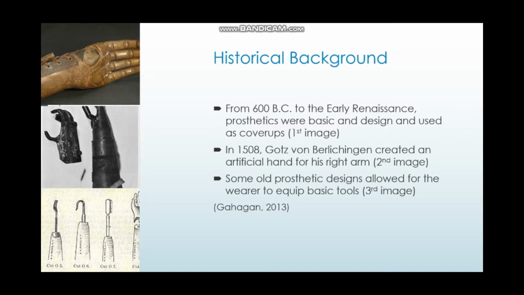Other prosthetics from centuries ago were all custom made and typically allowed a limited number of functions. The third image shows a prosthetic that had multiple attachments allowing the wearer to perform basic tasks such as eating or hammering.